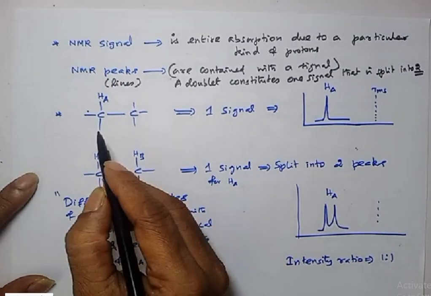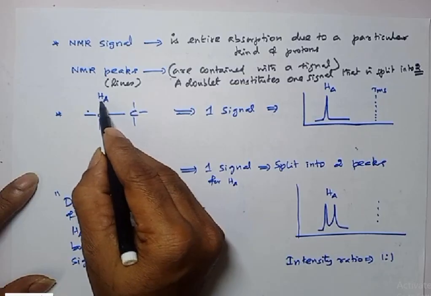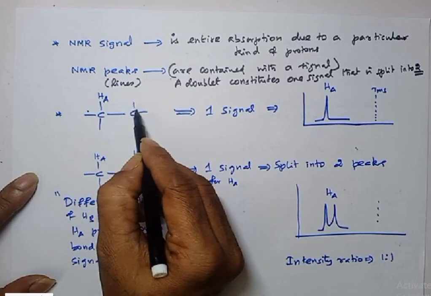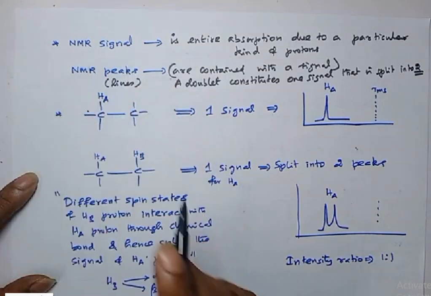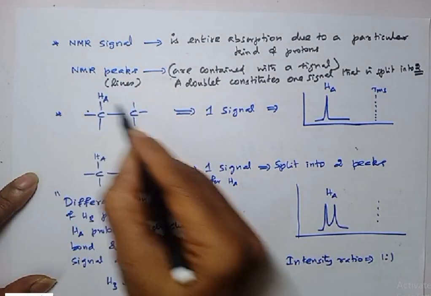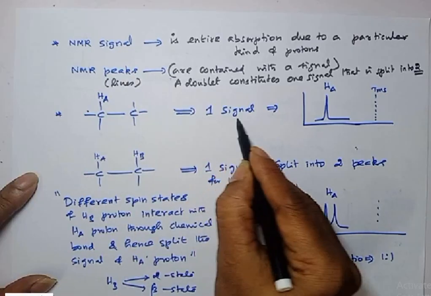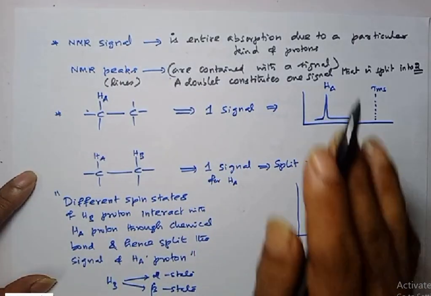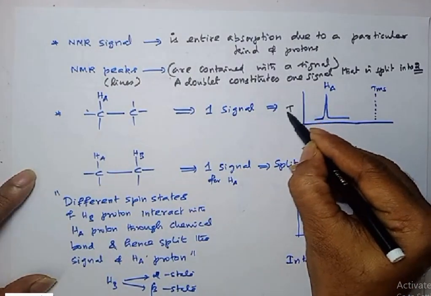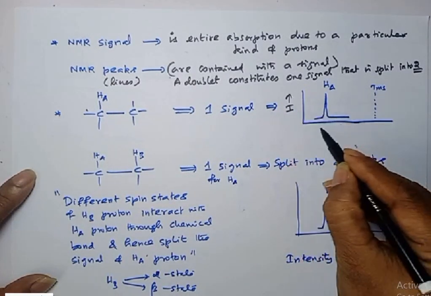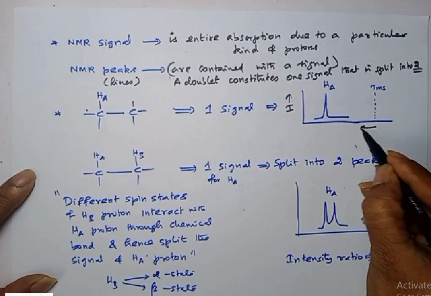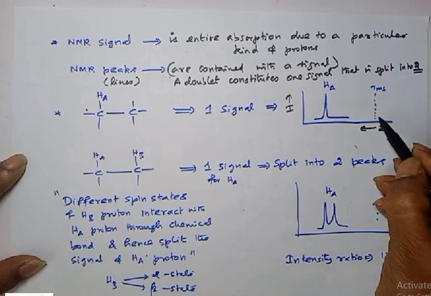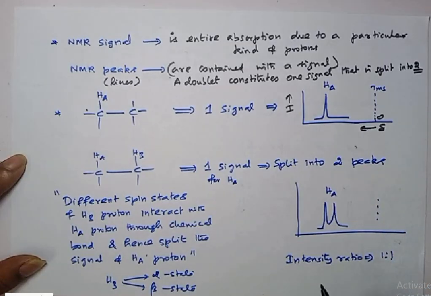For example, here I have a proton HA attached to a carbon, and there is no adjacent proton in this case. Therefore, I'll get one signal for the proton A. Here this is TMS. So we get one signal in the proton NMR spectrum of the compound. We plot intensity on the y-axis and chemical shift value on the x-axis. For TMS, chemical shift is 0.